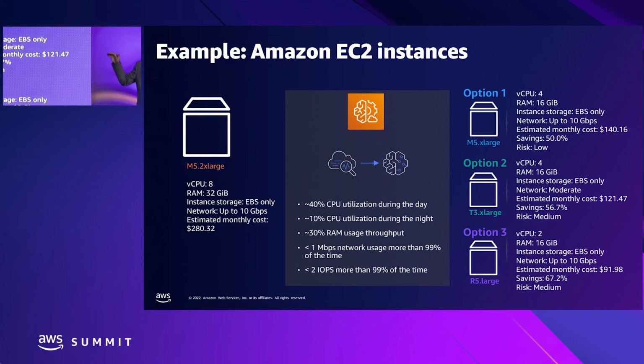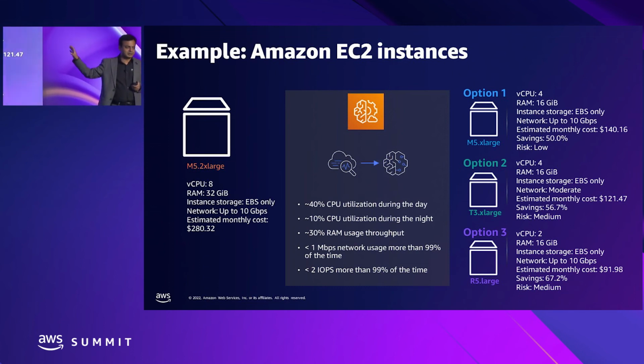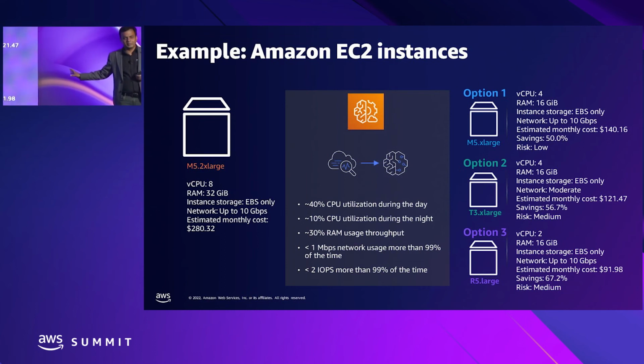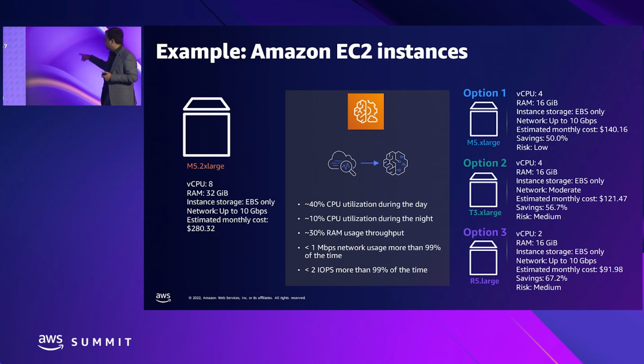Then there is option 3. Option 3 is I'm actually considering just 2 vCPU, 16 GB RAM. I'm actually reducing by 25% on the vCPU. That's why you see there is a medium level of risk involved here. But still your workload can run on this. You can take whichever option suits you with respect to the savings, with respect to the risk. You can choose one of those.